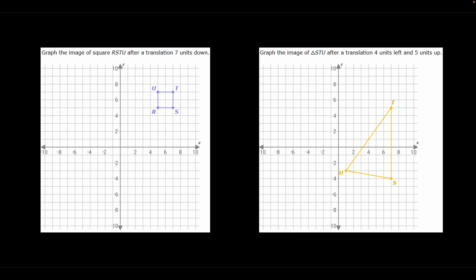All right, now that you've had time to work these problems, let's check your solutions. Okay, for the first problem here is the translation for the square. And for the second problem here is the translation for the triangle.